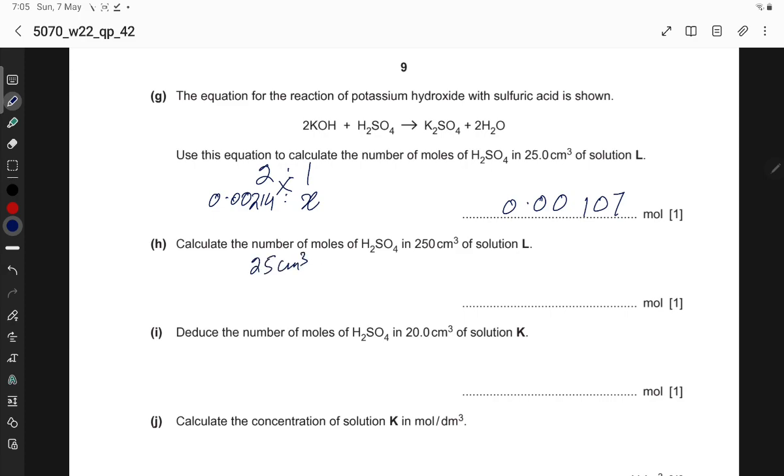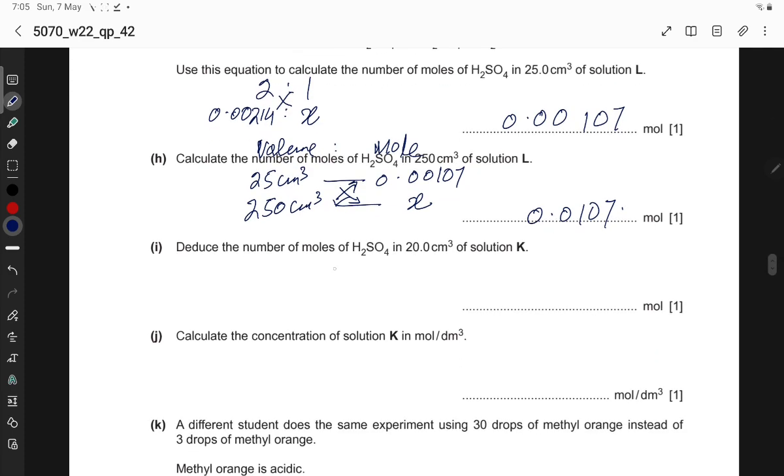Calculate the number of moles of H2SO4 in 250 centimeter cube of solution L. 25 centimeter cube has 0.00107 moles. So moles in 250 centimeter cube is X. This is a ratio of volume to moles. So by cross multiplying, we have 0.0107. Calculate the number of moles of sulfuric acid in 20 centimeter cube of solution K.